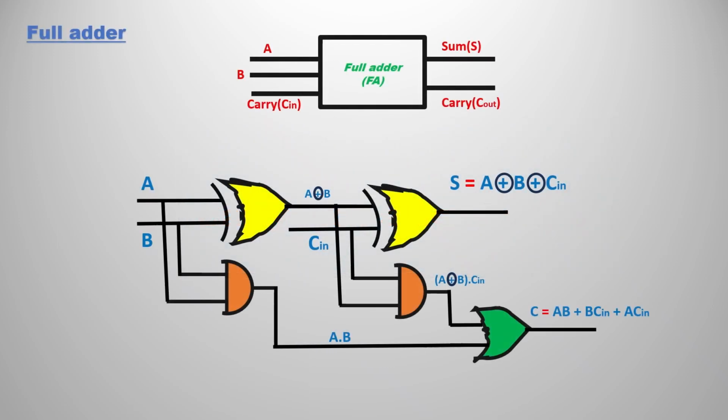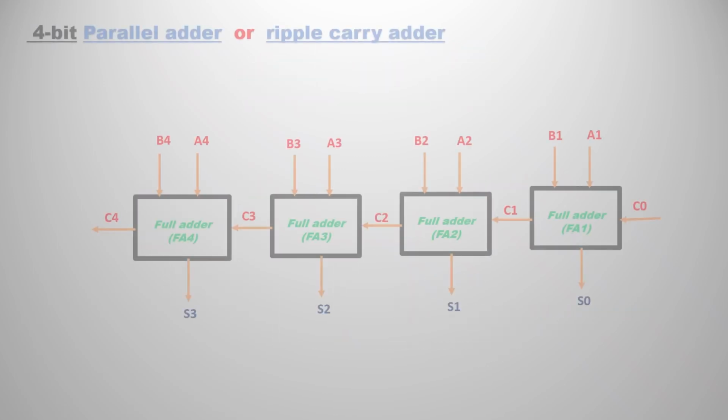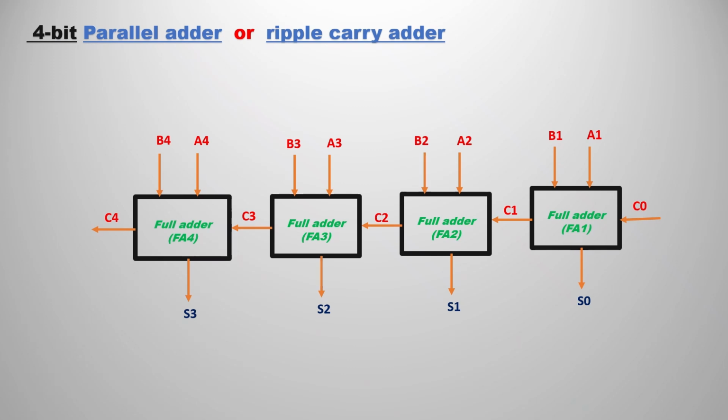We already know the full adder circuit diagram. This is the full adder circuit diagram and the block diagram as well. We already saw the 4-bit parallel adder, or ripple carry adder, in the previous video. Four full adders are cascaded in such a way that they produce carry 1, carry 2, carry 3, carry 4. To reduce the propagation delay of the carry, instead of the ripple carry adder, we are going to use the CLA adder, the carry look ahead adder.